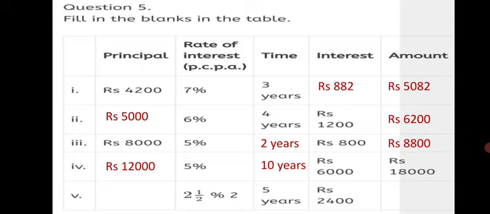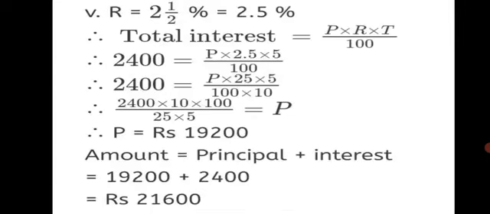Now let's have a look at question 5. Rate of interest, time and interest are given. So we can easily find principal with the help of which formula? Yes, the interest formula will be used first, because in the interest formula we have to use principal, rate of interest, time and interest. Three quantities are already given, only one is missing. That missing quantity, the principal, we can easily find using the interest formula. So let's have a look.